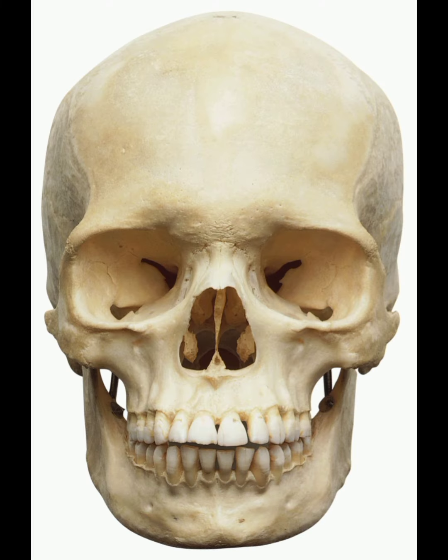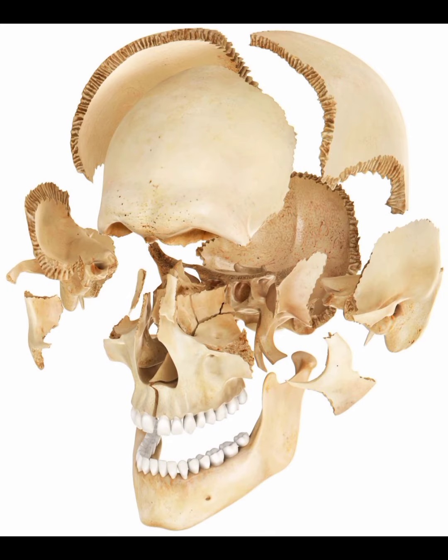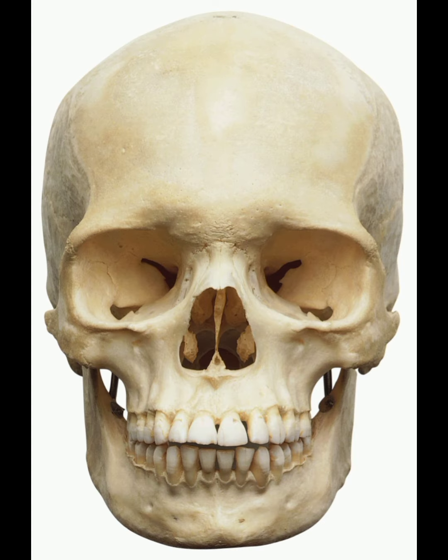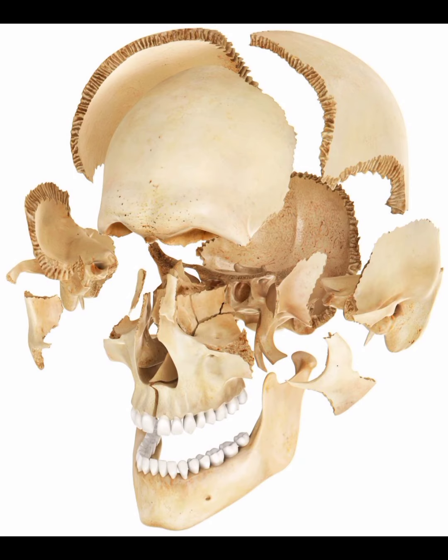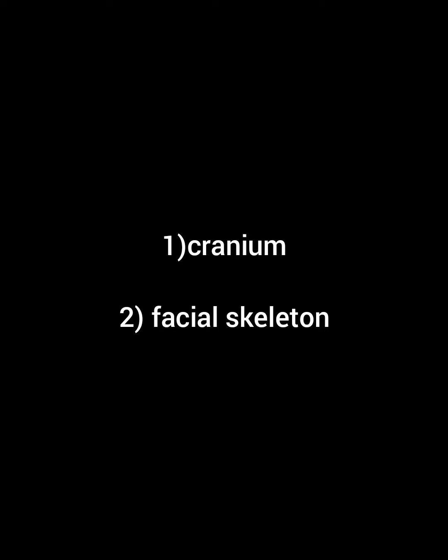Now I will talk about the skull, which includes the mandible. The skull is a highly modified region of the axial skeleton. It is composed of a large number of separate bones which are united by sutures. The skull can be divided into two main parts: the cranium and the facial skeleton.